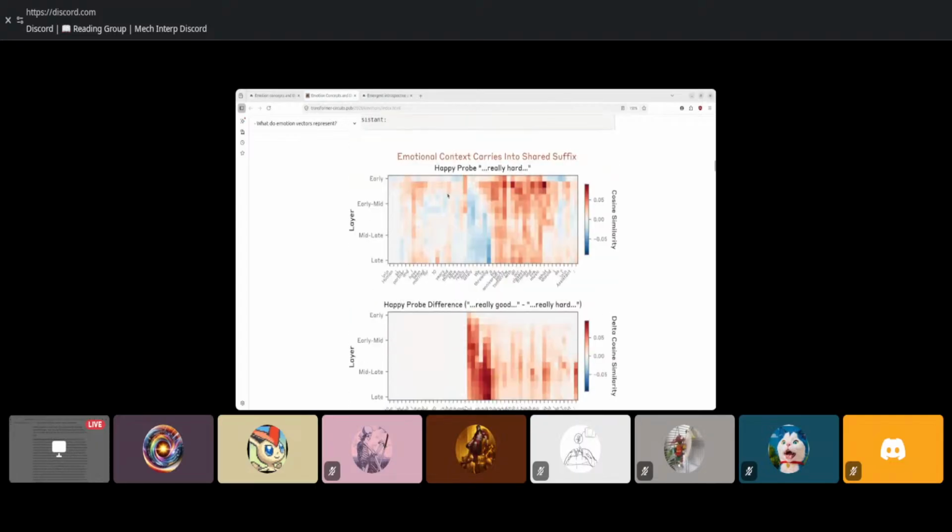So this causes similarity with the happy probe.